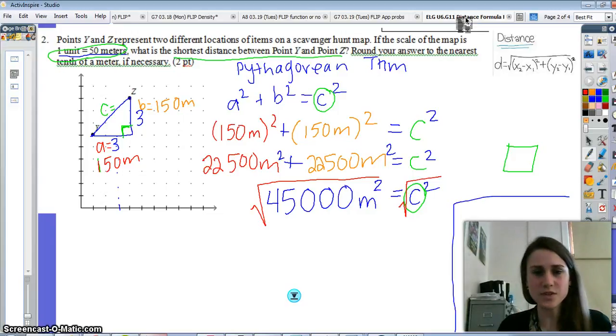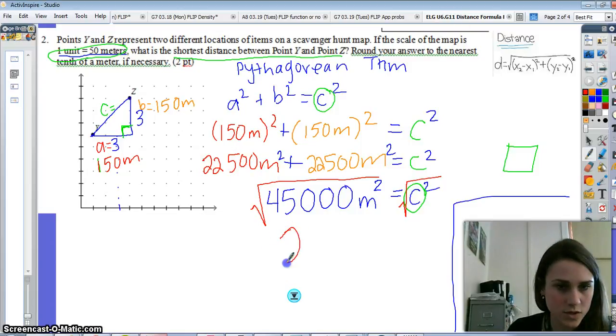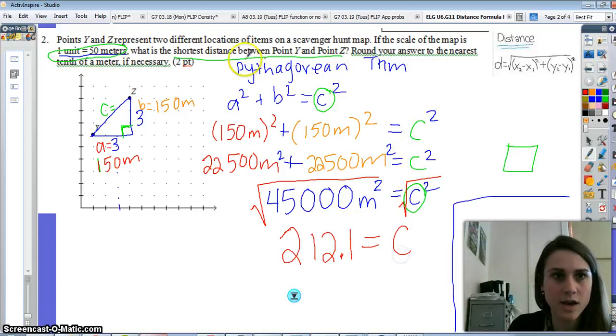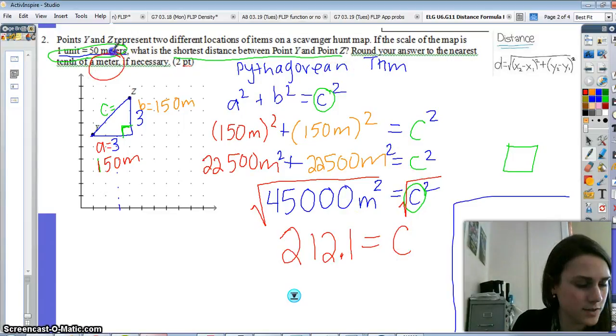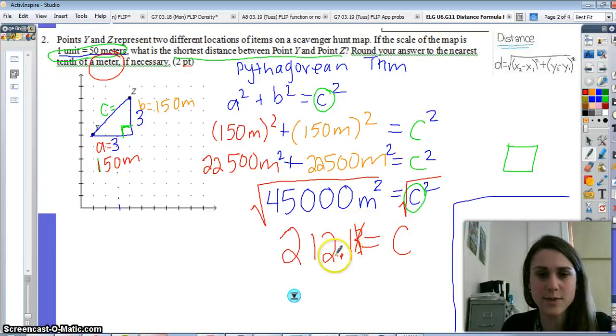Cool. So the square root of 45,000 meters squared equals 212.1. I am working in meters. I'm asked to round to the nearest tenth. I technically had a 3 after here. This 3 is not greater than 5, so this number does not increase by 1.